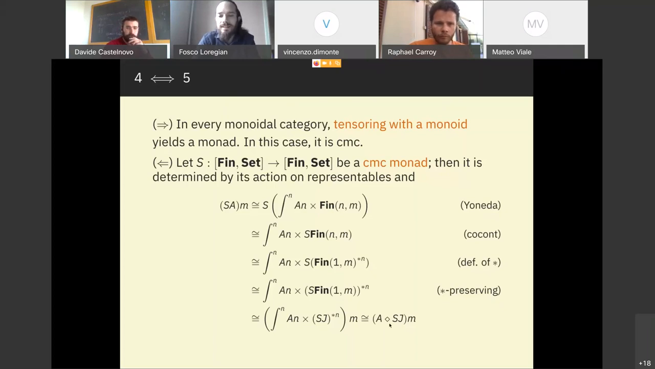And it turns out that S of J is a very special object because S, if it's co-continuous and convolution preserving, is completely determined by its action on J, because S of A is, after this chain of computations of co-limits and preserving products and powers, just A substitution S of J. So, pretty cool. You just need a little bit of category theory.